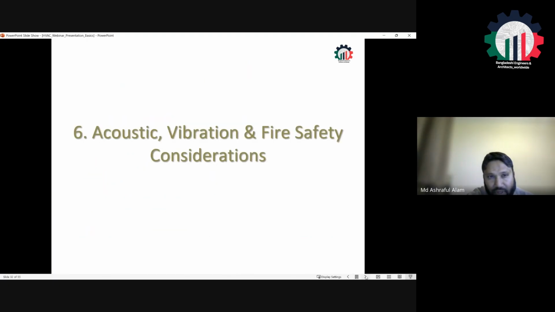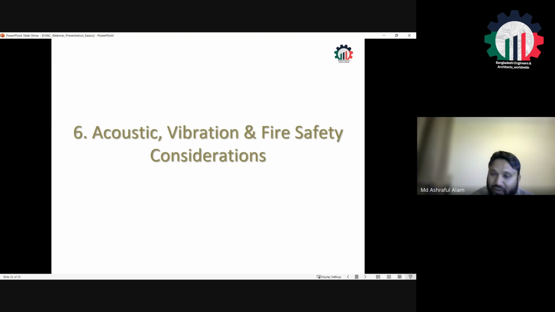Now let's move to the next slide: acoustic, vibration, and fire safety considerations. Acoustic I already explained, so I will not go into that once again. Vibration and acoustic are usually studied in the same section. Vibration means that for the equipment we are fixing, we need to take care that its vibration is not transmitted to adjacent floors or adjacent rooms. And fire safety is the most important part.